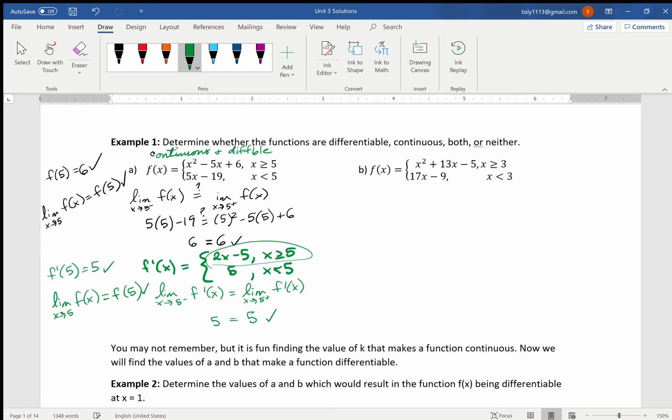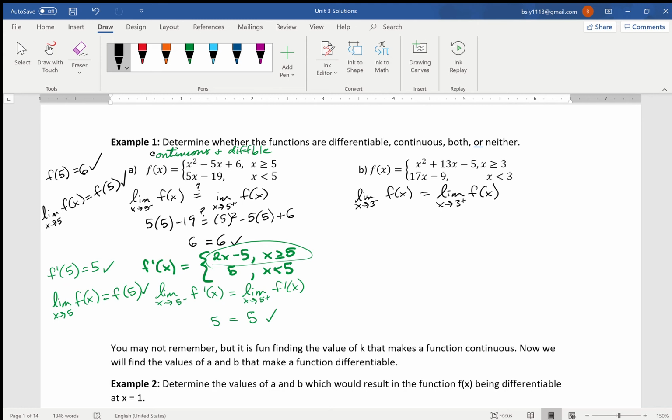All right, let's do part B. First we need to check continuity. So we find the limit as x approaches 3 from the left, and the limit as x approaches 3 from the right. The reason that I really focus on these 3's is because if you look at both of these functions, they're all polynomials. So they're all going to be differentiable everywhere, continuous everywhere, except possibly where it switches from one equation to the other, right? That's why we test those numbers as opposed to everything else.